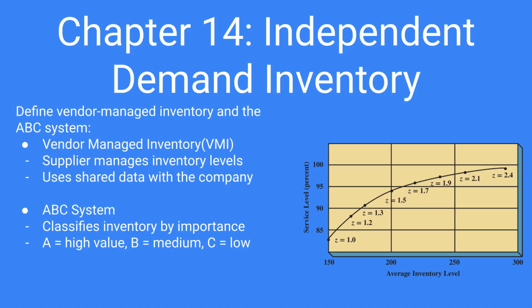The ABC system is a method of classifying inventory based on importance, usually measured by dollar usage. A items are the most important, typically a small percentage of items but a large portion of total value, so they require close monitoring. B items are moderate in value and in control. C items are low in value and require less attention. Together, these systems help businesses manage inventory effectively.